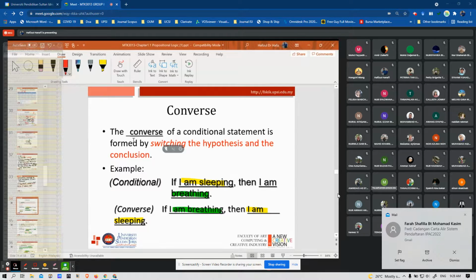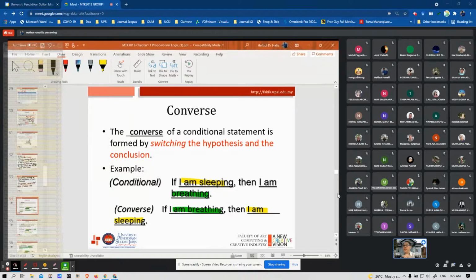This one is just the explanation of what I have been explaining. The converse of a conditional statement is formed by switching the hypothesis and the conclusion. You just switch the position. If I am sleeping, then I am breathing. You converse: if I am breathing, then I am sleeping.